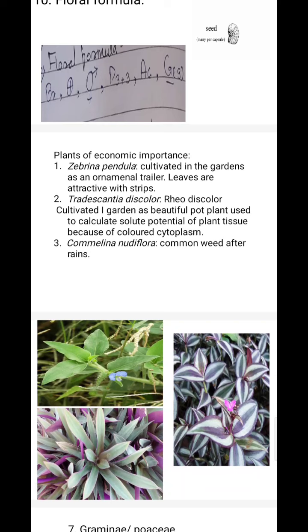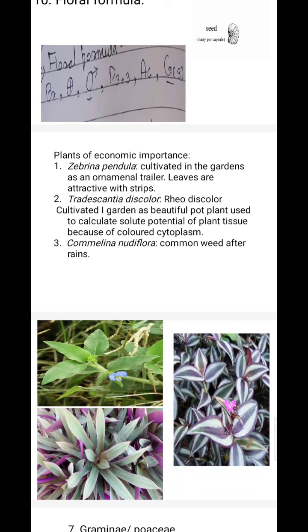Then Tradescantia discolor, that is the picture at the bottom on the left hand side, that is green and purple leaves, which is the Tradescantia discolor, which is also Rhoeo discolor. So these are cultivated in gardens as beautiful pot plants and used to calculate solute potential of plant tissues because there is colored cytoplasm. So in experimental purpose these plants are used.